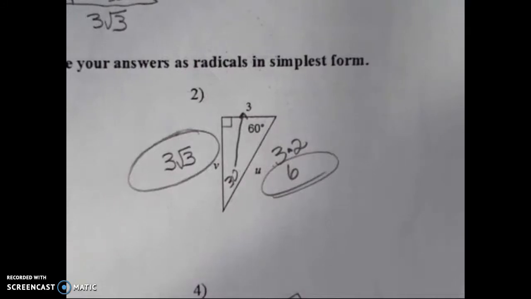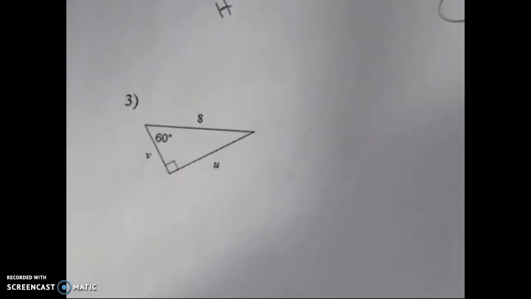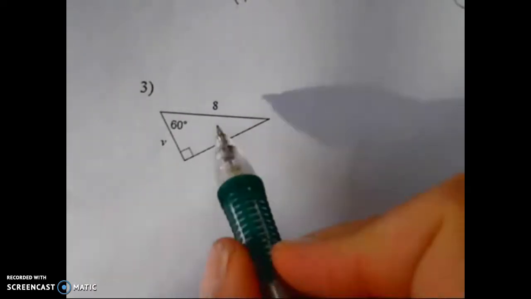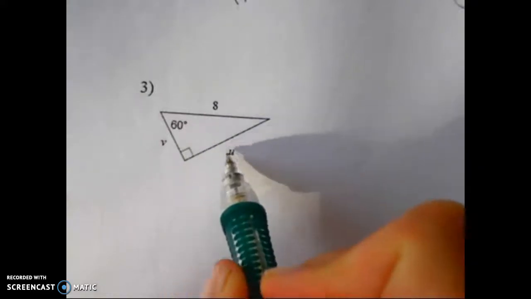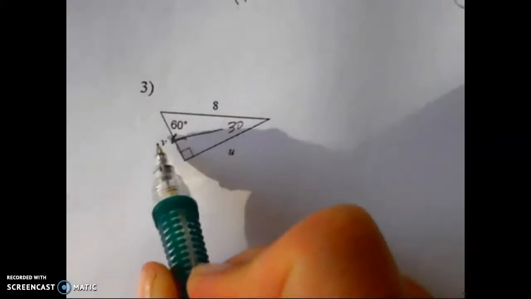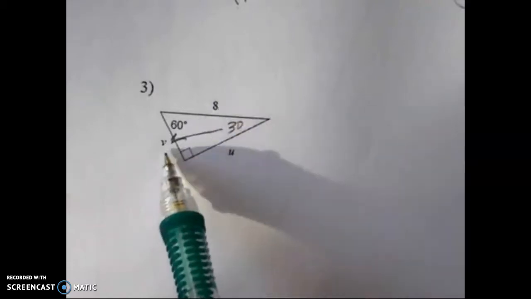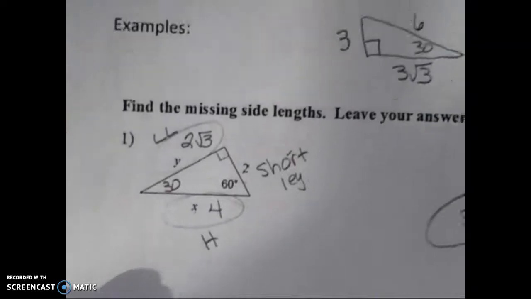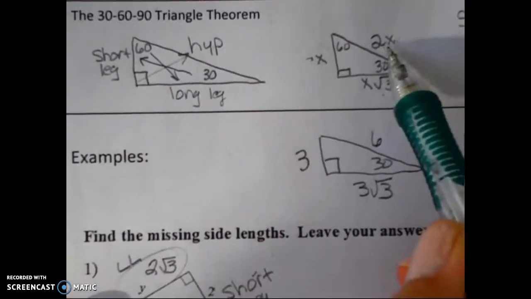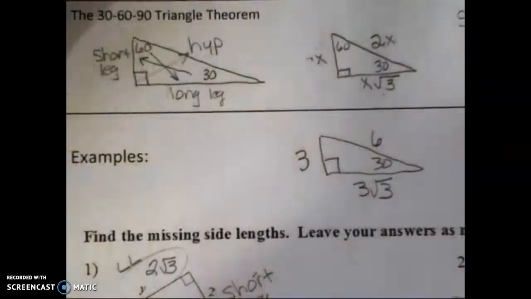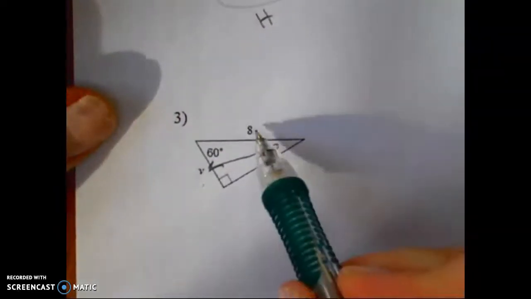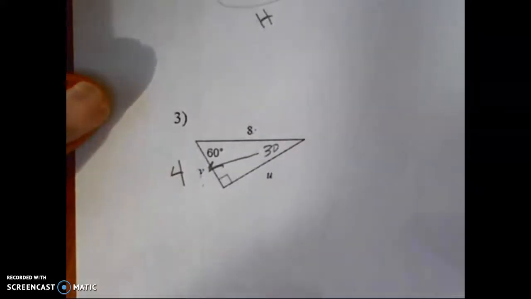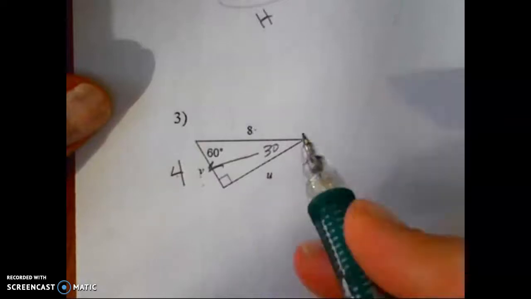Okay, let's switch it up a little bit. Sometimes it's not that easy, and we don't give you the short leg, but we can get back to the short leg by dividing. 8 is the hypotenuse. There's my long leg. Here's my 30. That makes this the short leg. This is what I'm looking for. So hypotenuse to short leg, you divide by 2. Now that I have the short leg, I'm using that to get to the long leg. Short leg to long leg, you multiply by root 3.